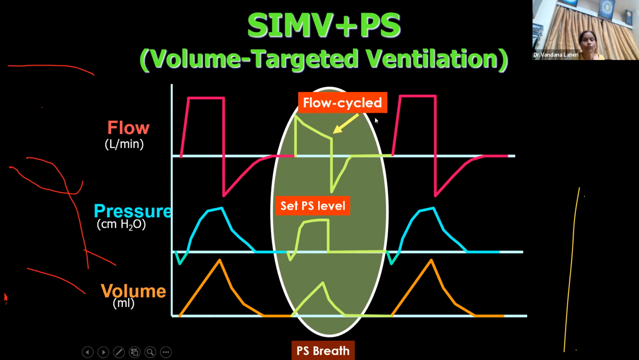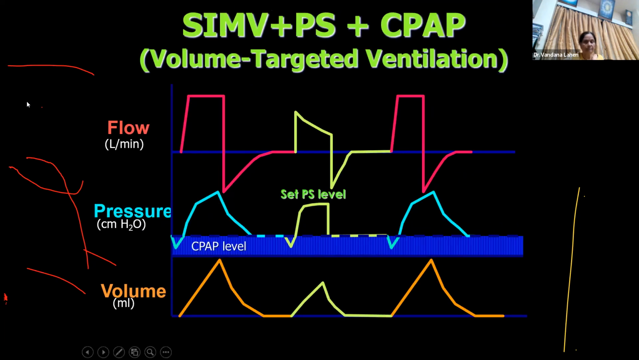That's why they are called flow cycled. All pressure support breaths, spontaneous breaths, are flow cycled. They are not time cycled. They are not volume cycled. The volume will keep on changing. Now this is SIMV, can you see? Plus pressure support, plus PEEP, but this is volume targeted.